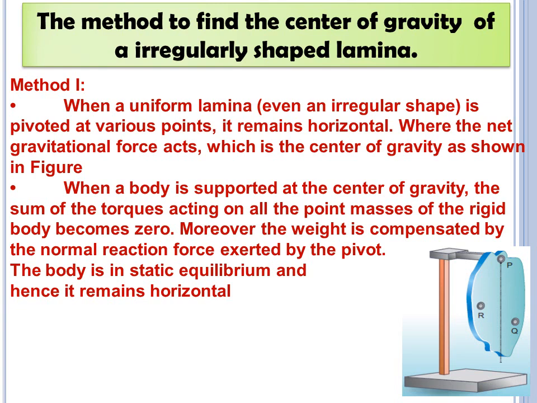Now, when a body is supported at the center of gravity, this is the center of gravity. The sum of the torques acting on all the point masses R, P and Q is compensated by the normal reaction force exerted by the pivot. The body is in static equilibrium and it remains horizontal.